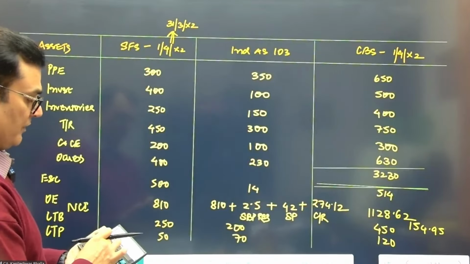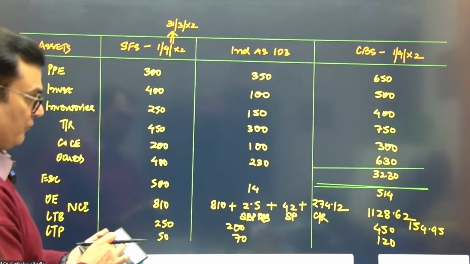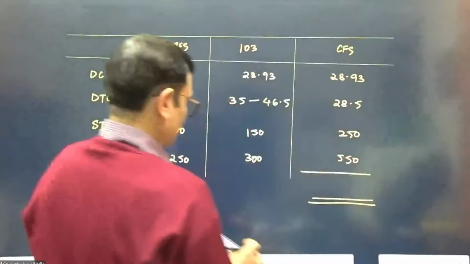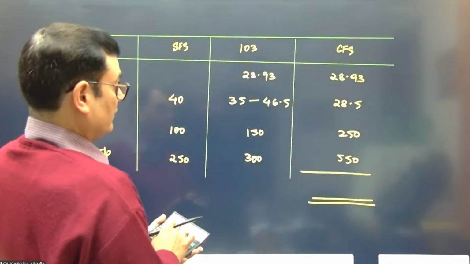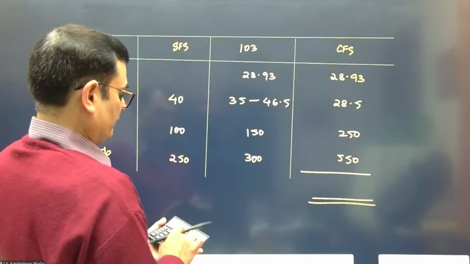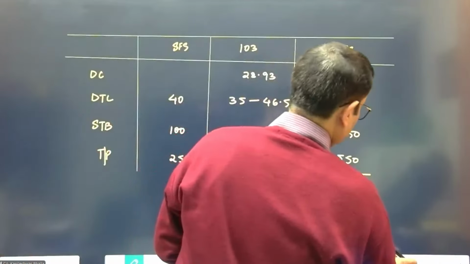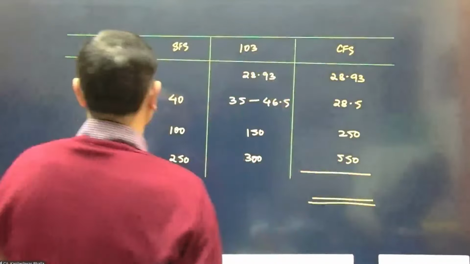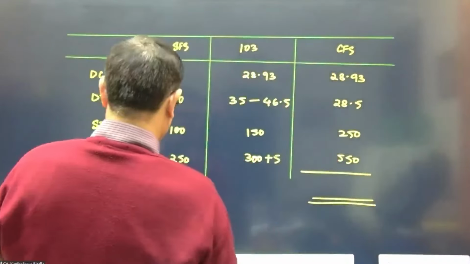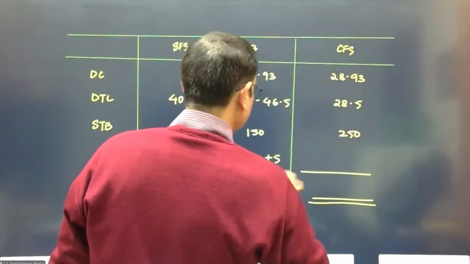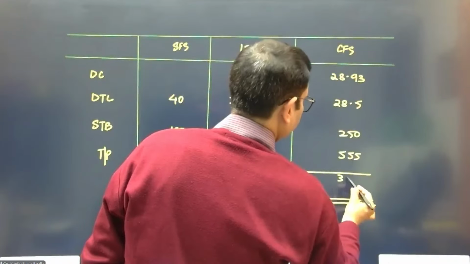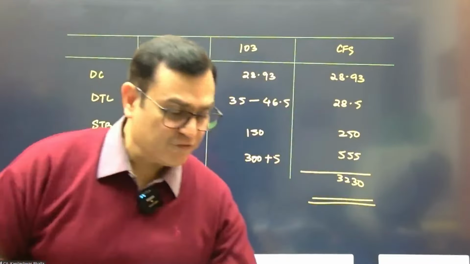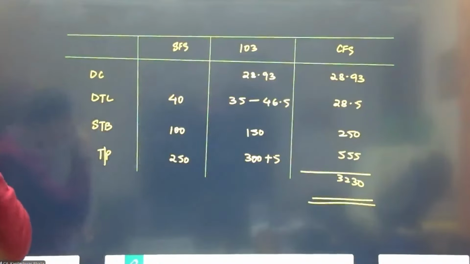So 514, 1128.62, 154.95, 450, 120 plus 28.93, 28.5, 250, 550. This is coming to 3225. There was a contingent liability also, right? That was 5. So contingent liability we can add in the trade payables. So this will be 555. The balance sheet is agreed. 3230. That is the total of the consolidated balance sheet in this case.